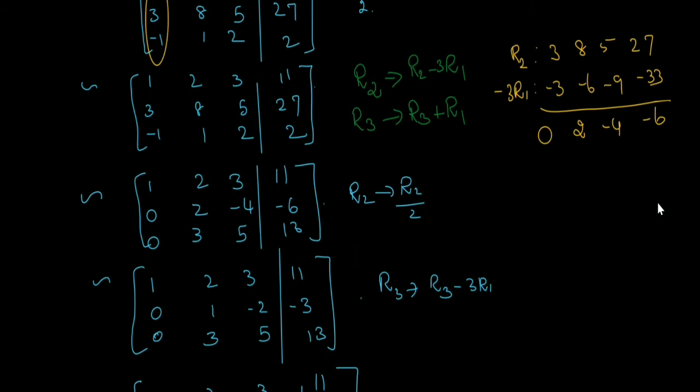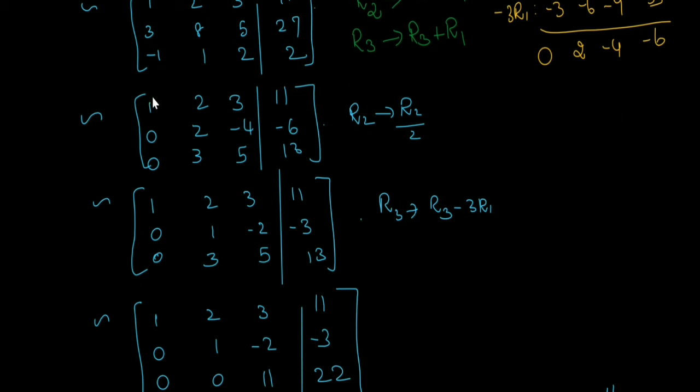So second row we have changed to 0, 2, minus 4, minus 6. Now the third row, the first element should be 0. All the entries below 1 should be 0. So to make this as 0, we have to add R3 and R1. Just add. Minus 1 plus 1, 0. 1 plus 2, 3. 3 plus 2, 5. 2 plus 11, 13. So now the first column is over.